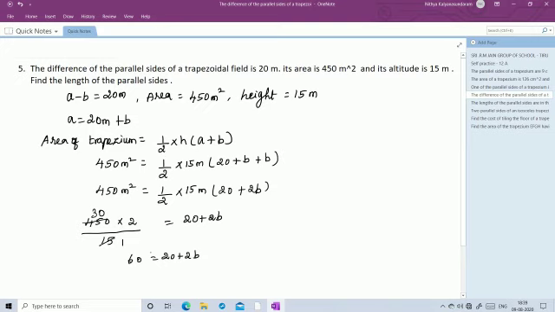Then 20 is positive, you are bringing that side, negative. 60 minus 20 is equal to 2b. 40 is equal to 2b. Then 2b is in multiply, 2 into b. So multiply, if you are moving that side, it should be division.